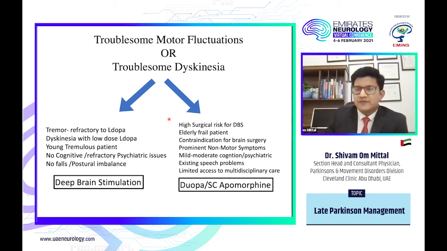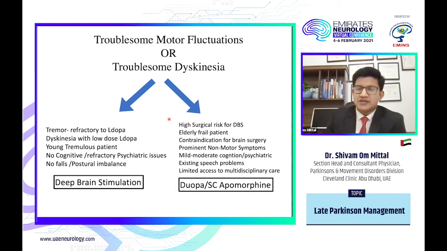Duopa pump, apomorphine pump, mostly elderly, frail patients who cannot get DBS surgeries, and it works very well. I would say that the apomorphine pump and the Duopa pump are excellent treatment options for the patients who cannot get DBS. And mostly it gets difficult when you tell the patient about the PEG tube and the PEG-J insertion. They get a bit anxious because no one wants a tube or a gastrostomy.